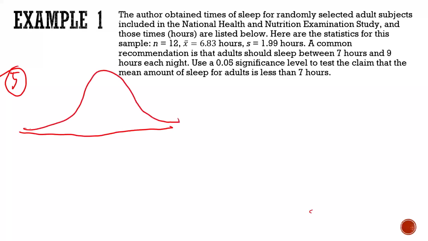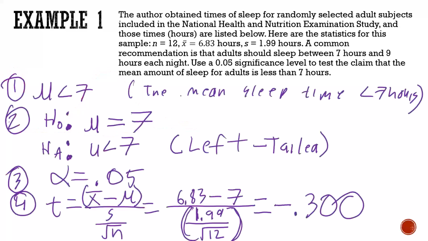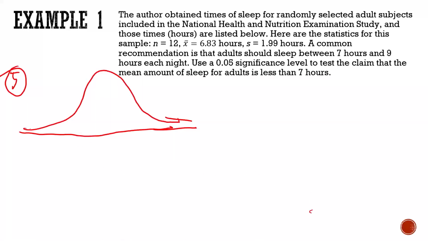Now, when we're looking for the critical area, that depends on the significance level and the type of tail, right? We remember before we had a left tail test. So you need to draw out your curve, right? The left tail test means that we want to find this. So this is our critical value, right?